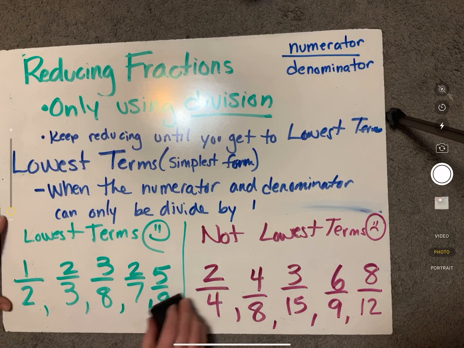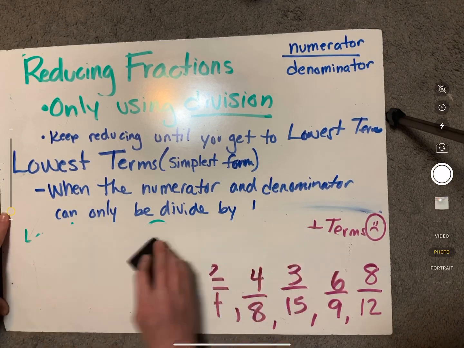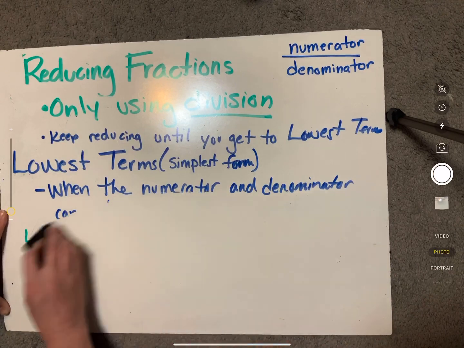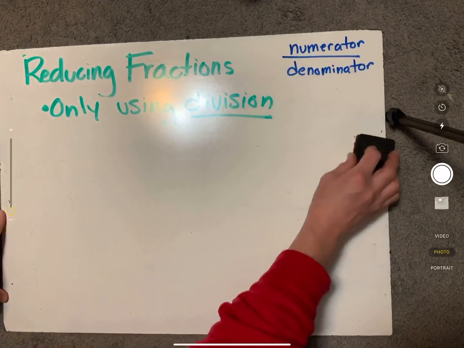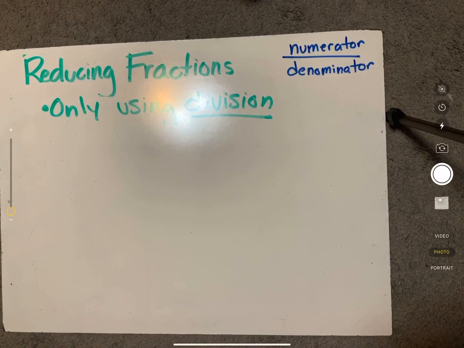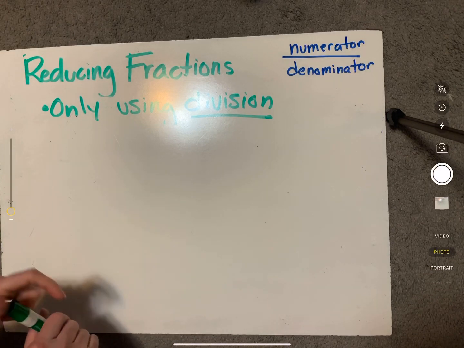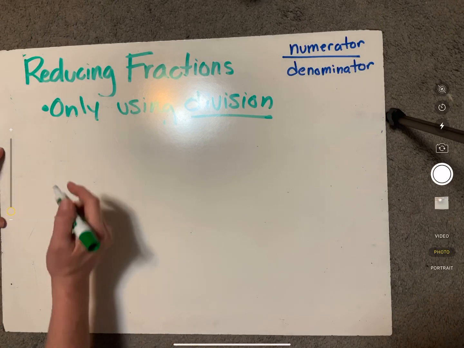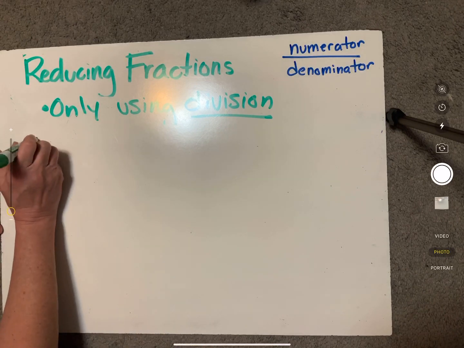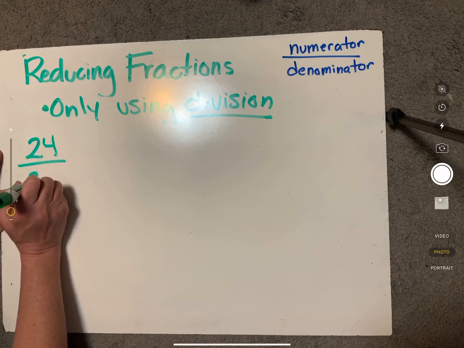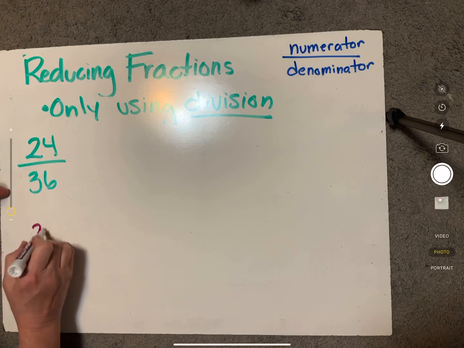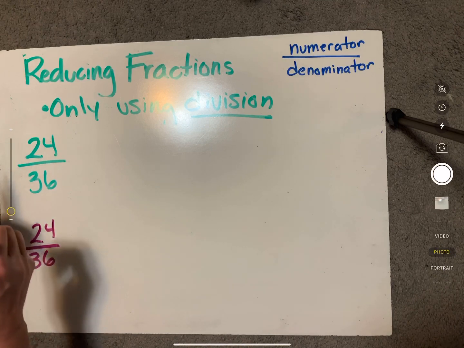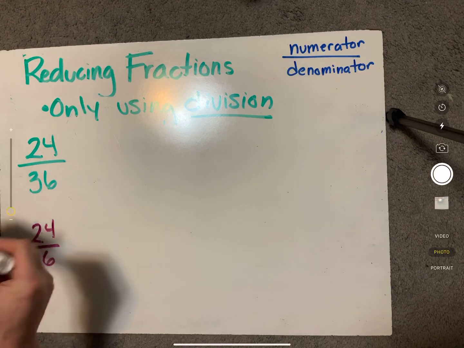Okay, so let's do some practice. Now here's the thing. I will tell you right now, as long as it's dividing by the same thing in the top and the bottom, the numerator and the denominator, you can divide by whatever. I'll show you a couple of examples here. There's lots of ways to get down to lowest terms. So let's take a fraction like this, 24/36. And I'm going to reduce it three different ways. And you know I love to color code.